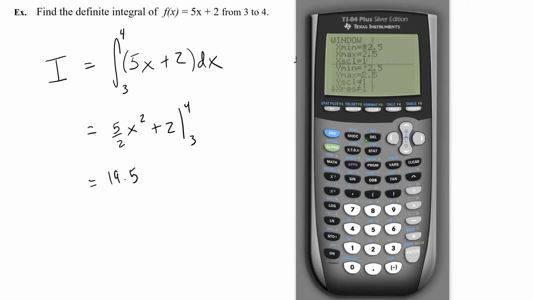Do I like that window? I don't know. Let's do zoom 6 to get our standard window. That looks better. Okay. So I graph 5x plus 2, straight line, great.